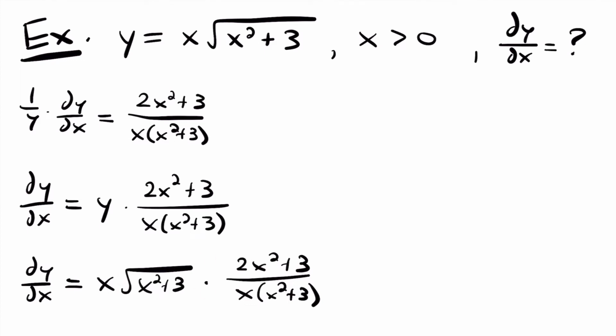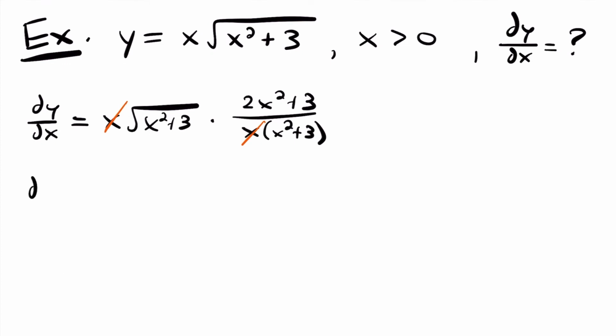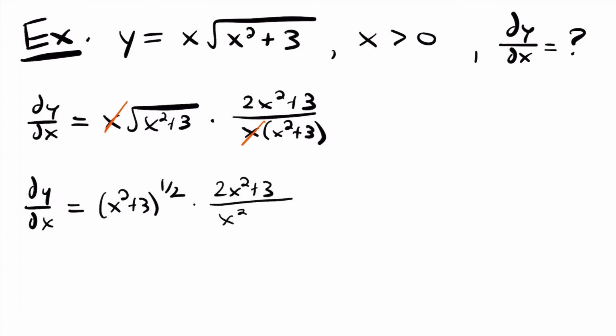And the first thing that I notice here is that we have an x in the numerator and this x in the denominator that are going to cancel out. And so we can just cross out those x's, but then if we clean up our work and then rewrite what we have here, we will have that dy dx is equal to (x squared plus 3) to the 1/2 power, right? I'm just going to rewrite the square root to be the 1/2 power, and you'll see why in a second, times (2x squared plus 3) divided by (x squared plus 3).